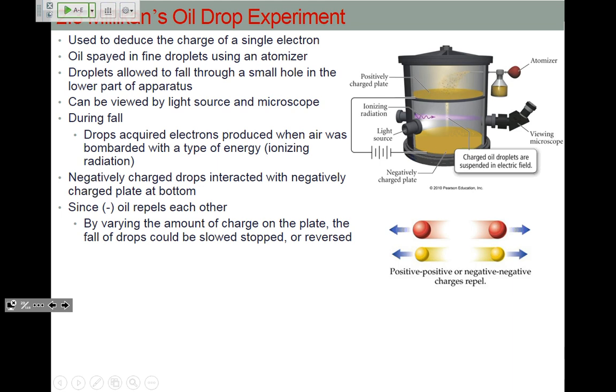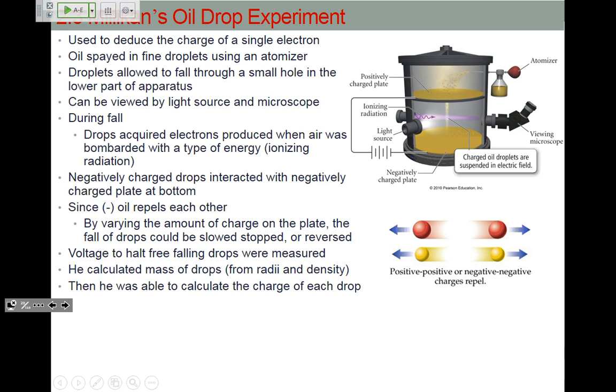And our oil drops were also repelling each other, because if each electron is negative, they're going to repel each other. So, based on varying the amount of charge in the plate, he could slow the fall of the drops, reverse them, or stop them. And then he could calculate, based on how much charge he was using on the plate, how much charge each electron had.